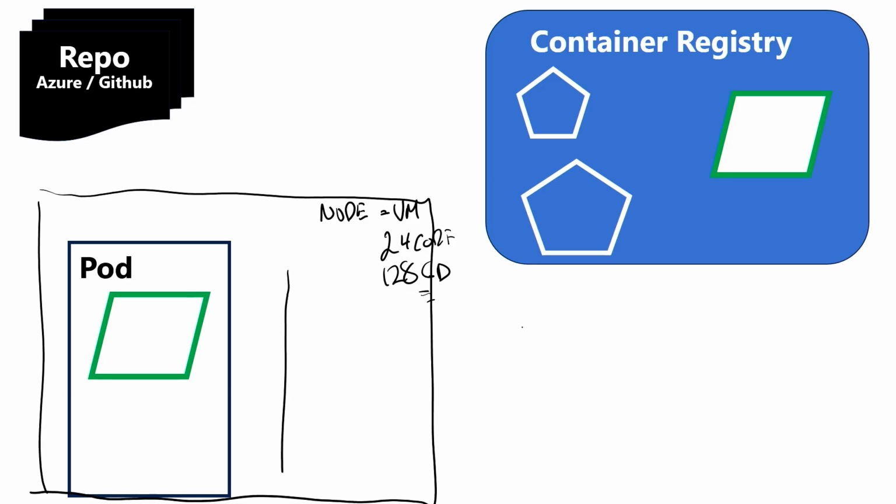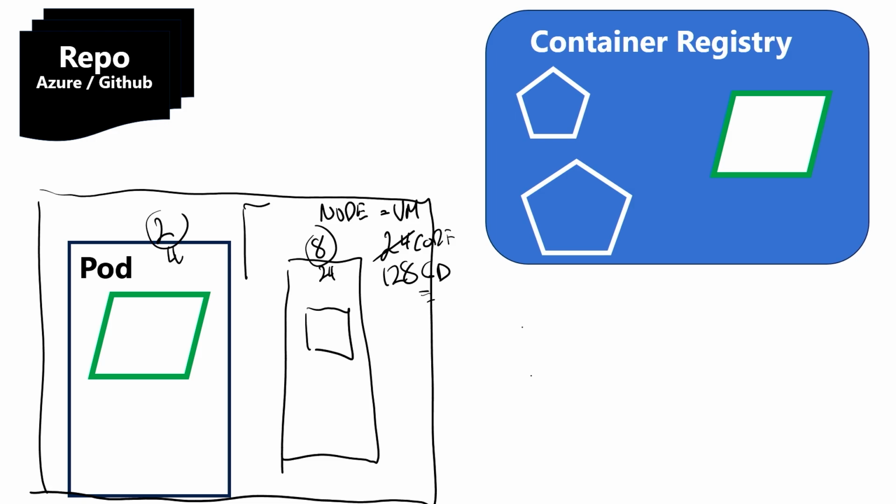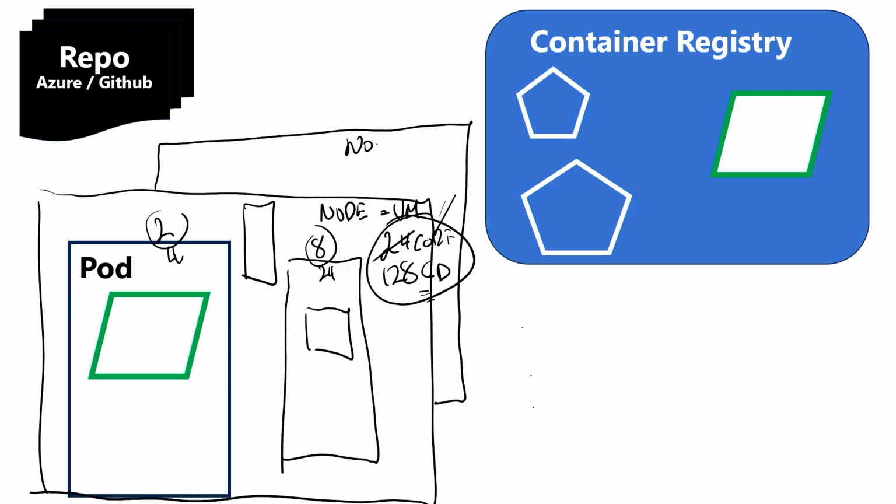So I could have multiple pods, each with containers in them. This one has 2 cores and 4 gigs of RAM. This one might have 8 cores and 24 gigs of RAM. So I've got a total of 10 cores out of the overall cores. So I can put enough pods on here until I consume all of the resources of the node. And when I consume all the resources of the node, I need to create another node in a similar configuration. And this is referred to as a pool.